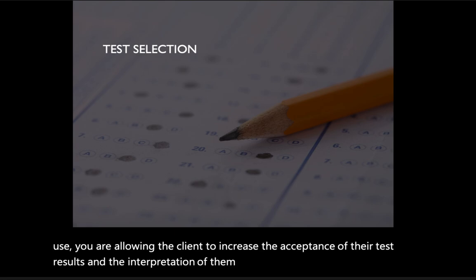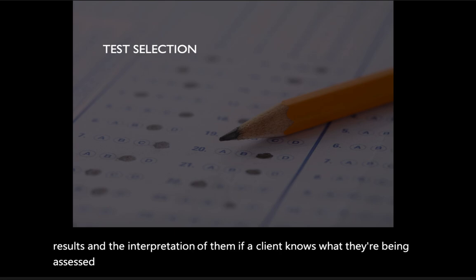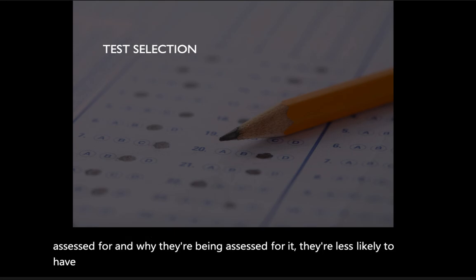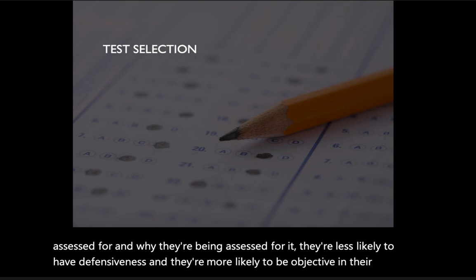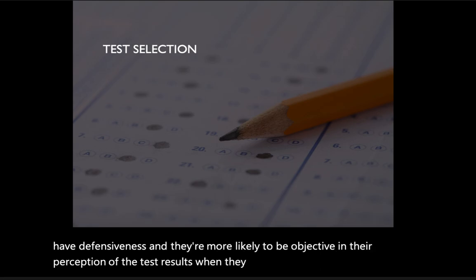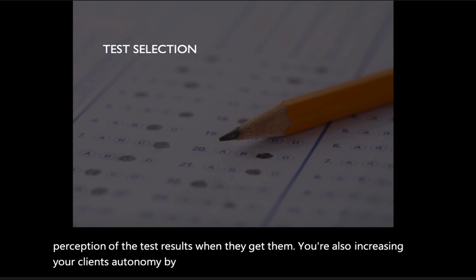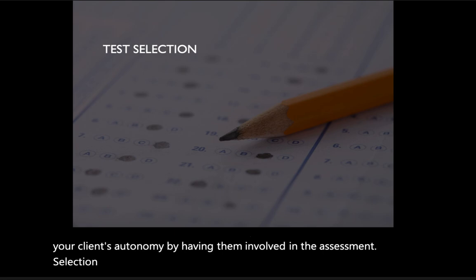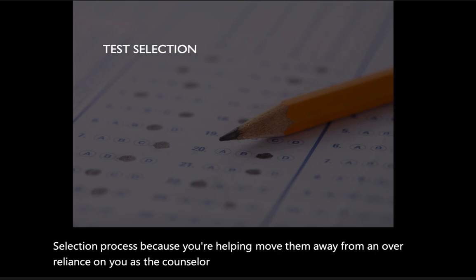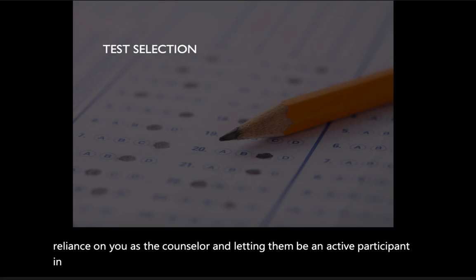If a client knows what they're being assessed for and why they're being assessed for it, they're less likely to have defensiveness and they're more likely to be objective in their perception of the test results when they get them. You're also increasing your client's autonomy by having them involved in the assessment selection process, because you're helping move them away from an over-reliance on you as the counselor and letting them be an active participant in test selection.